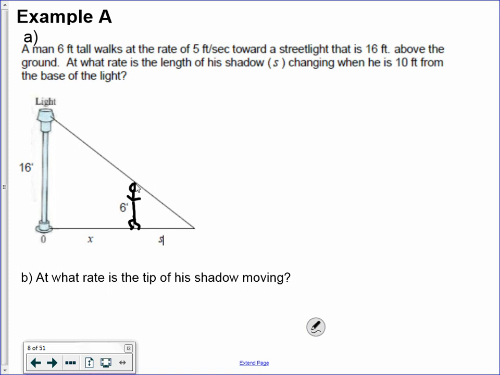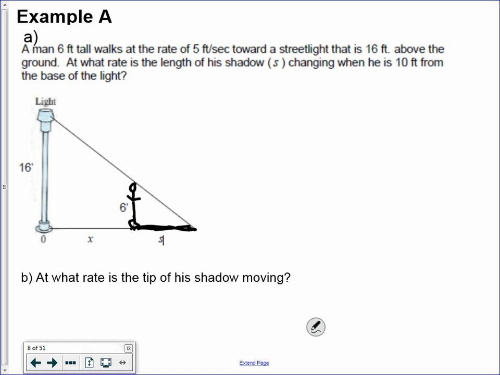They've labeled everything for us, which is nice here, right? So we know that this distance between the guy and the lamppost, that's changing, so we call that x. And we call the length of the guy's shadow s, right? His shadow, if the light's coming from over here, here's his shadow over here.